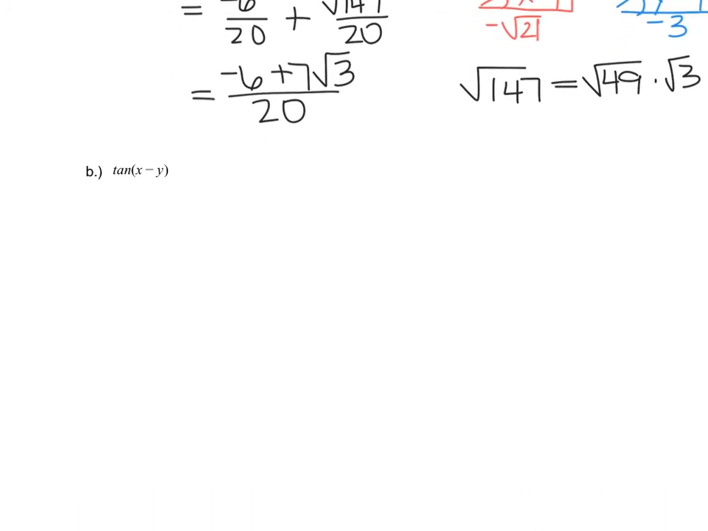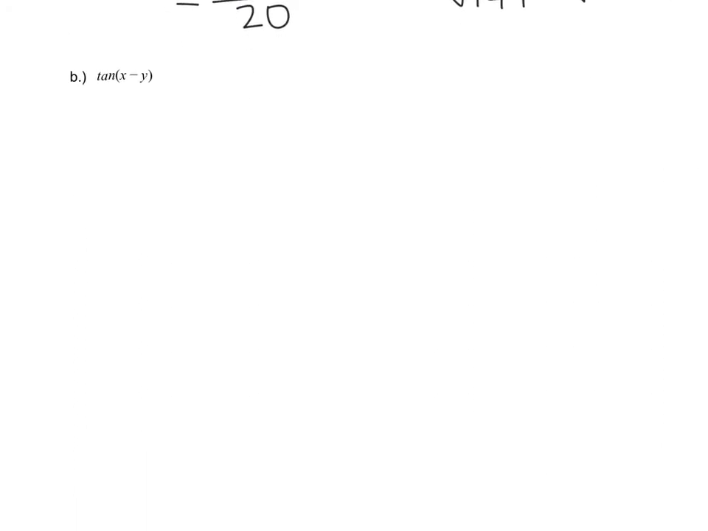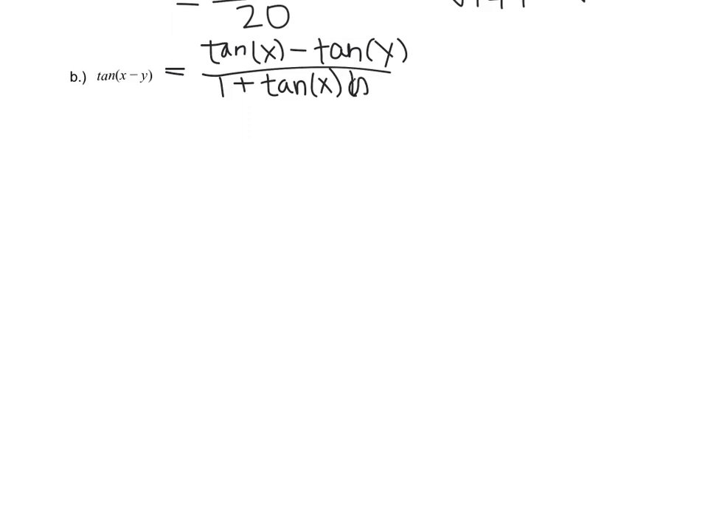Now we want to find tangent of x minus y. So it's going to be the same triangle. And first I'm going to write down the difference identity for tangent. So tangent of x minus tangent of y all over 1 plus tangent of x times tangent of y. So now we just have to replace our tangent of x and tangent of y with the ratios. Same two triangles we used in the previous example.